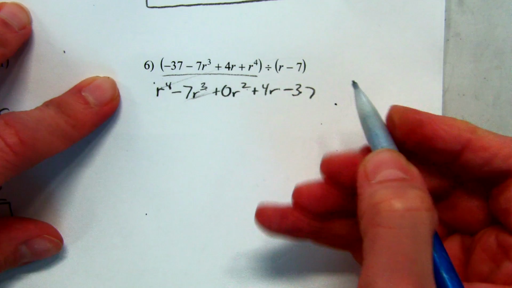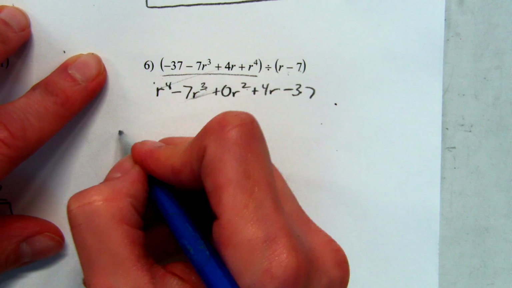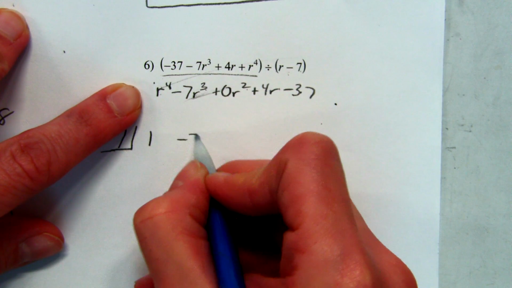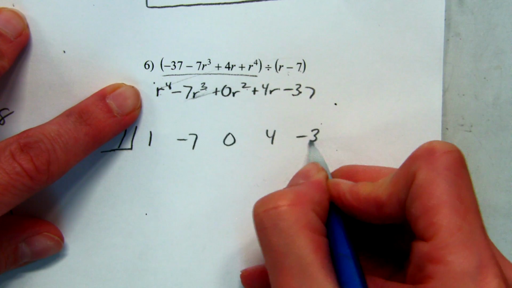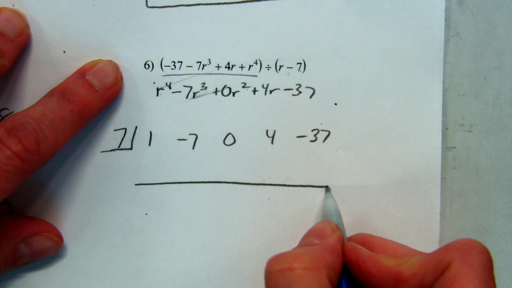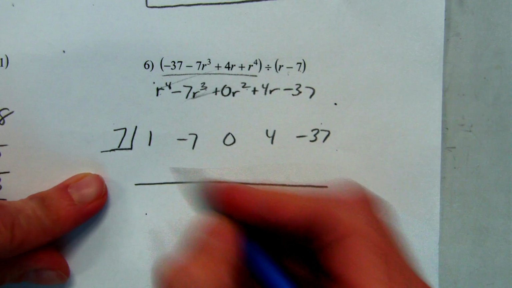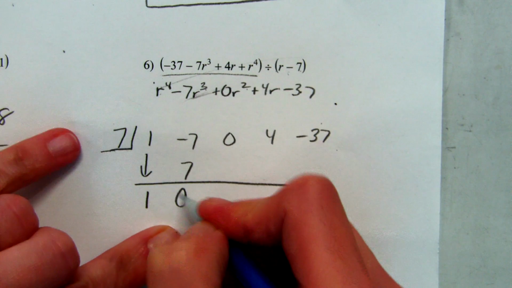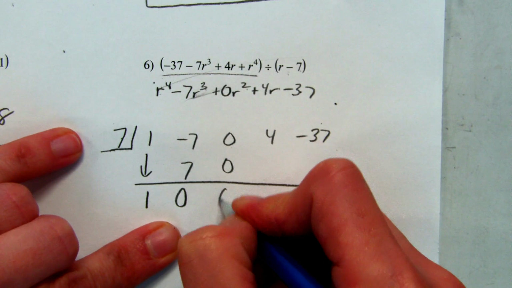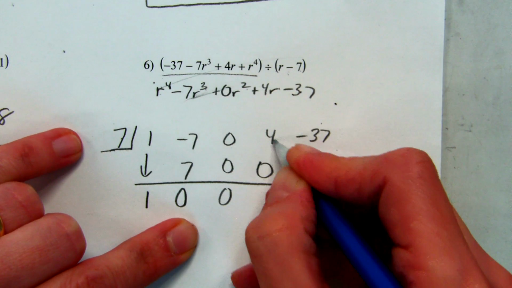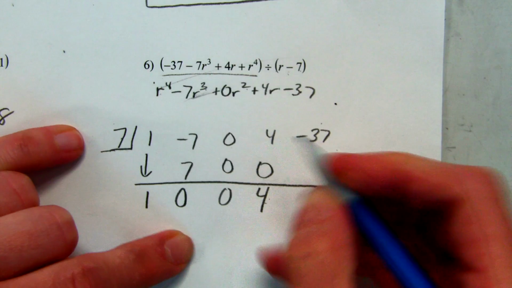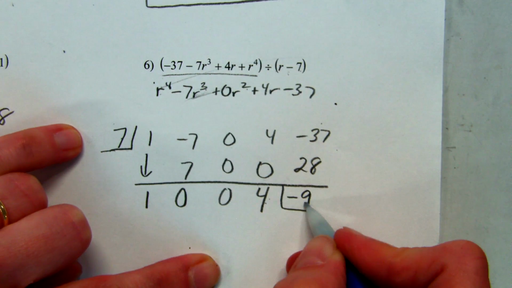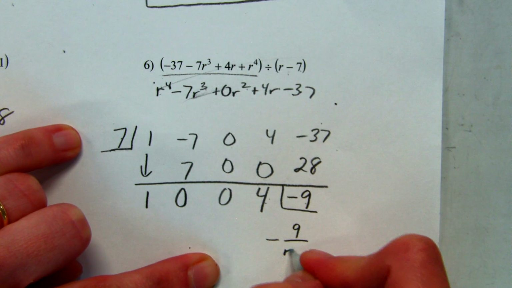Okay? So we have r minus 7, that means positive 7 goes in the box, and then we take these coefficients. So we'll have 1, negative 7, 0, 4, and negative 37. That 0 is going to play an important role here. All right, so we bring down the 1. 1 times 7 is 7, and we get 0, which is a little interesting. So 0 times 7 is 0. Add that, you get 0. 0 times 7 is 0. Plus 4 is 4. 4 times 7 is 28. Add that to negative 37, and we get negative 9. So my remainder is negative 9. So I'm going to have minus 9 over r minus 7.